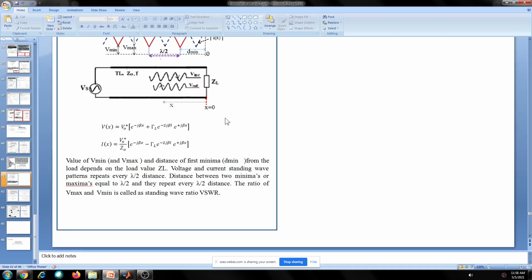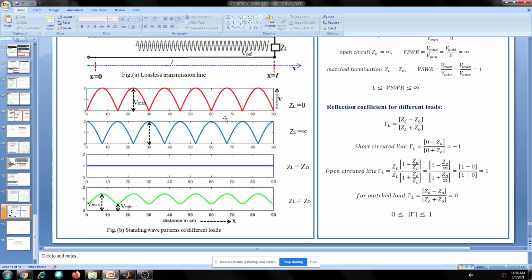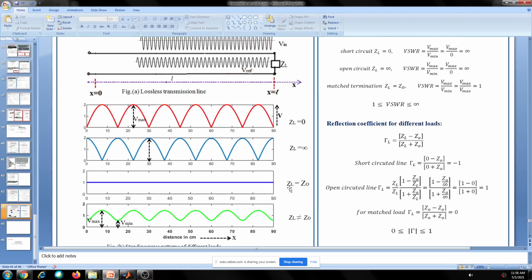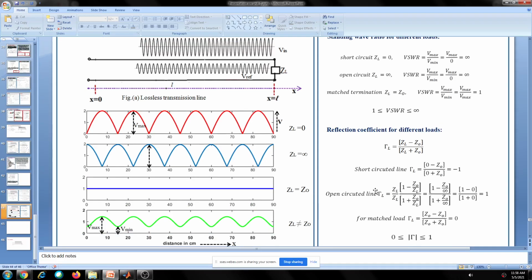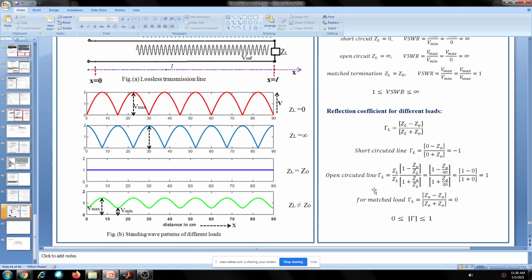So in the next class we will see the continuation of these standing waves and other calculations. There are a lot of calculations to do in this topic. We will see that in the next class.